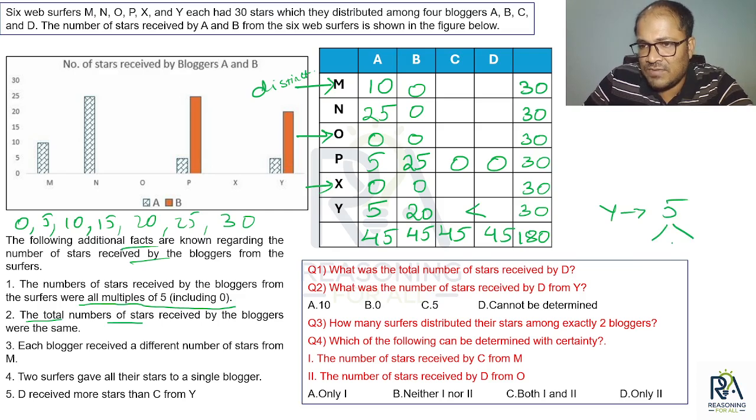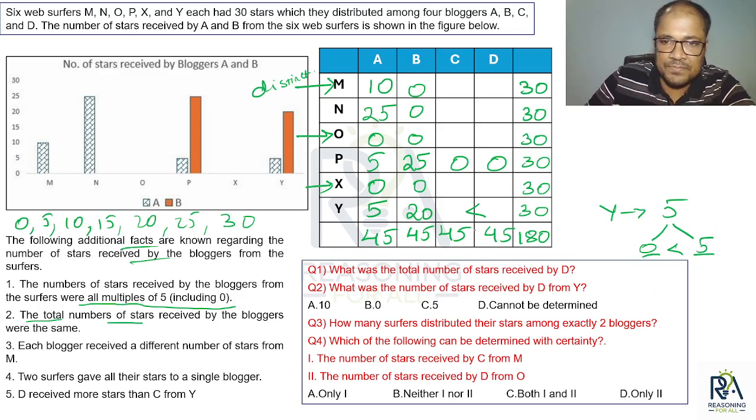And it is given that one value should be greater than the other value. That is possible only if one of the values is 5 and the other value is 0, because these values have to be multiples of 5, right? So that means, can I say Y giving away 5 stars to D and 0 stars to C? Okay, Y part is done.